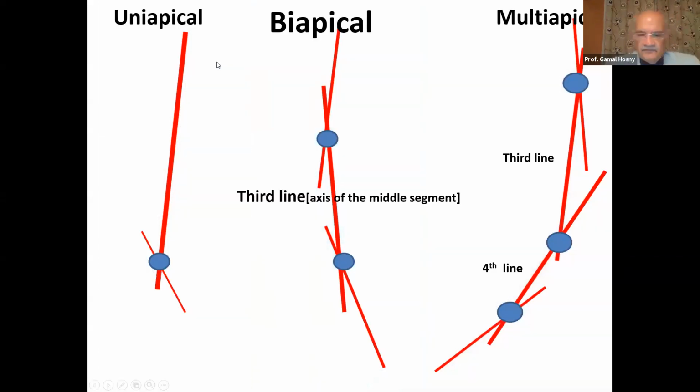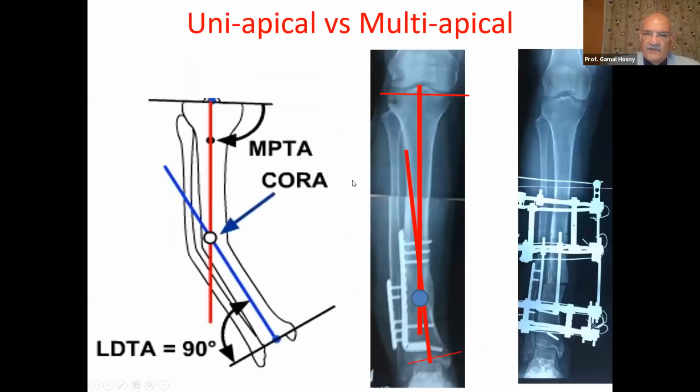So if you remove the bone, it's very simple. If you have a uni-apical deformity, or bi-apical deformities, you have two CORAs. You draw a third line representing the middle segment of the bone. If it is C-shaped or semicircular, perhaps you have more than one axis to represent the segments of the bone. Again, if you have a uni-apical deformity, the proximal axis meets the distal axis in the middle of the bone, and you need one osteotomy to correct the deformity.